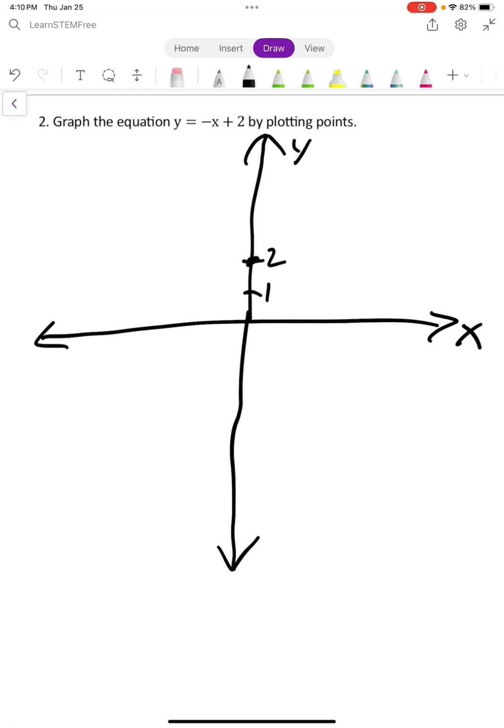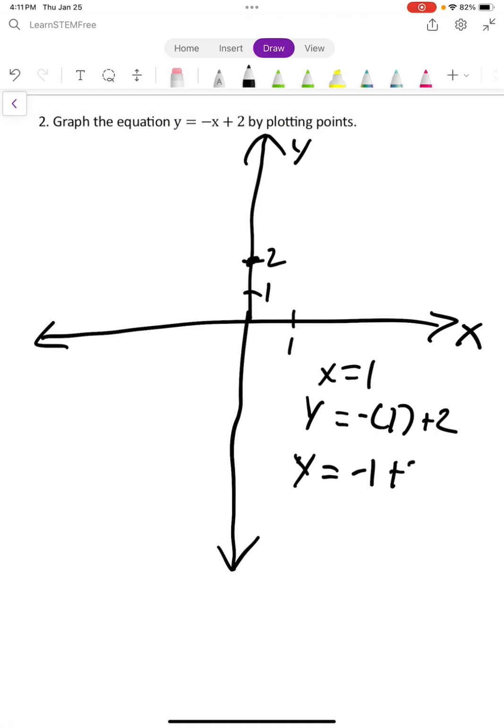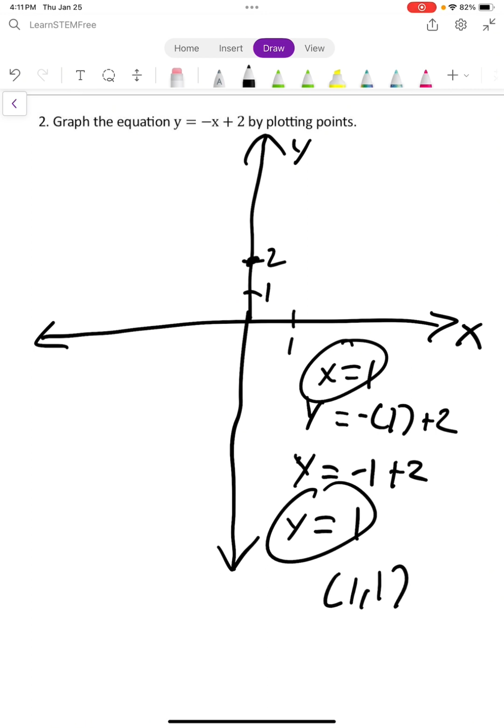Then we're going to do x equals 1. We're going to see what we get. So we'll substitute x for 1. A negative times a positive is always going to give you a negative. So negative times 1 is going to give you -1, and then plus 2. So y is going to give you 1. The point is going to have a value of x equals 1 and y equals 1. So it's going to be (1, 1), which is going to be right here. So we can connect these lines, and then we'll do one more.